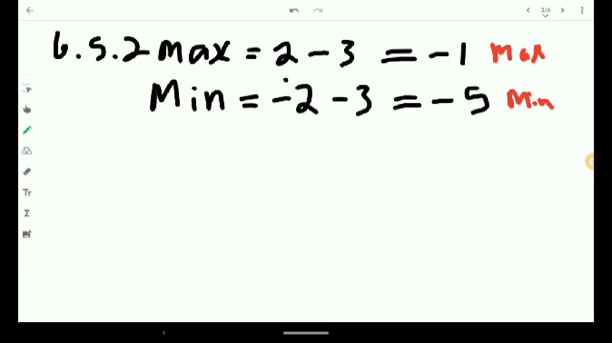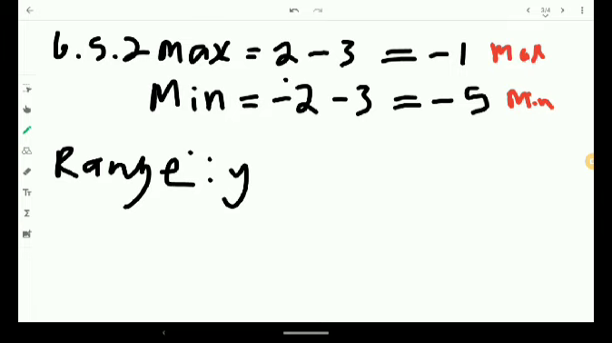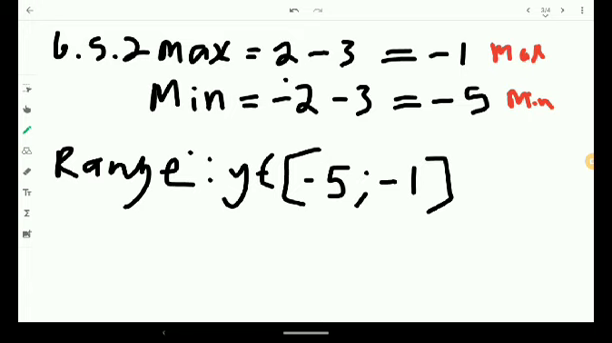So the question, when I answer it, I'm looking for the range. So the range is y, an element of the values from negative 5 to negative 1, and the values should be included. So this is how I answer this question.